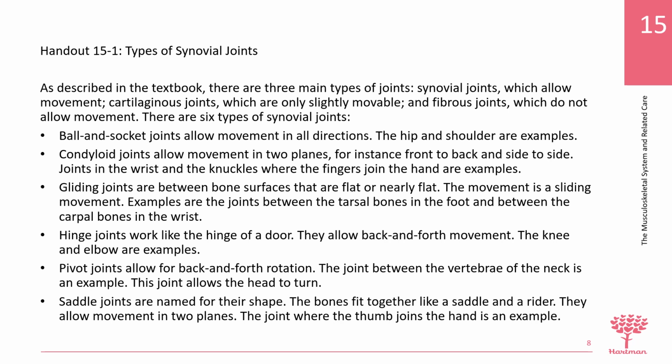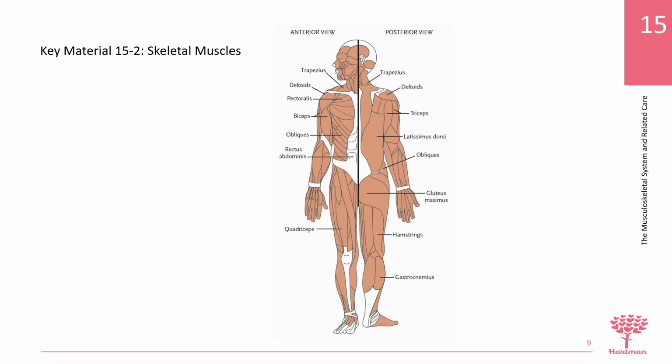And then I think I missed one, which is the condyloid joints, which allow movement in two planes. So for instance, front to back, side to side. Joints in the wrist and in the knuckles where the fingers join the hand are examples of the condyloid joints.